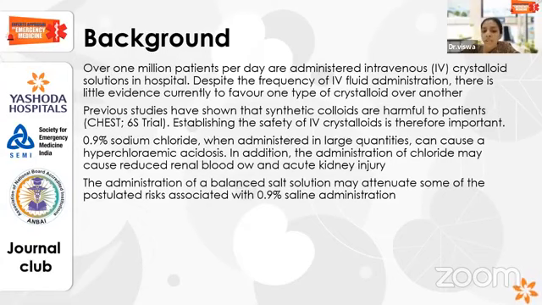0.9% sodium chloride, when administered in large quantities, can cause hyperchloremic acidosis. Along with that, it can account for AKI or reduced renal blood flow. The administration of a balanced salt solution may attenuate the postulated risk associated with the administration of normal saline.